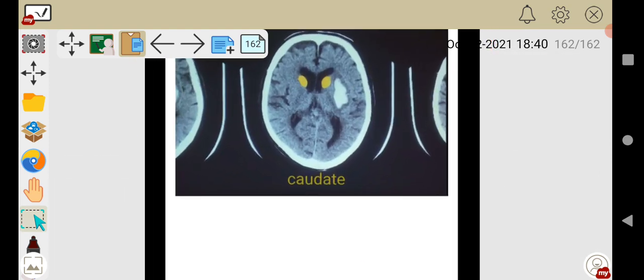Yes, this one I was talking about. This one is caudate nucleus. This one is lentiform nucleus. Here it is thalamus, right? These are the ventricles, and this is your internal capsule, right? I mentioned it in the previous slide, right? You can easily know this one. And back.